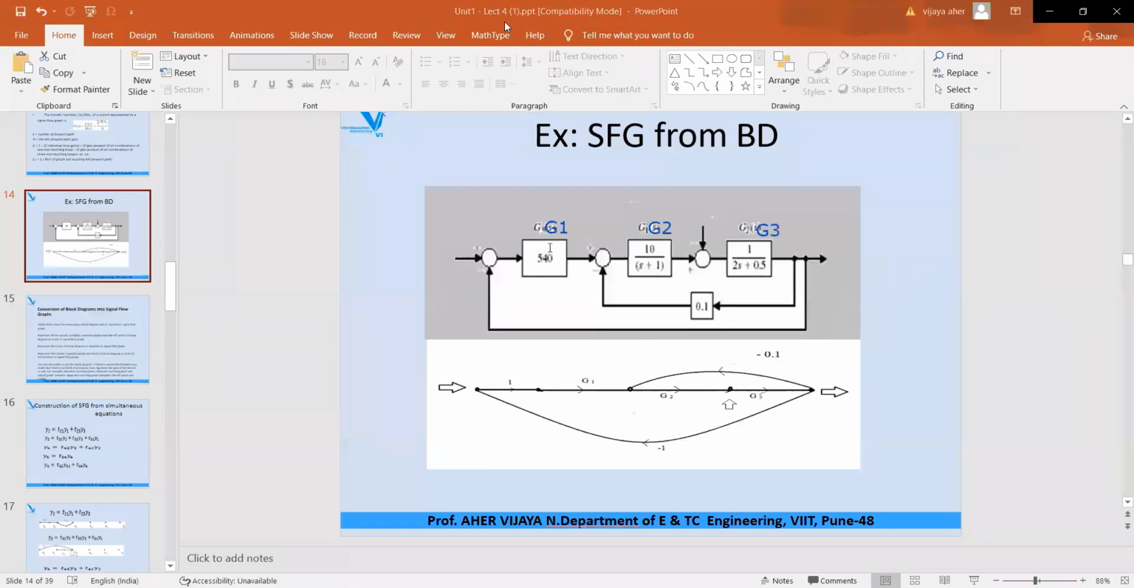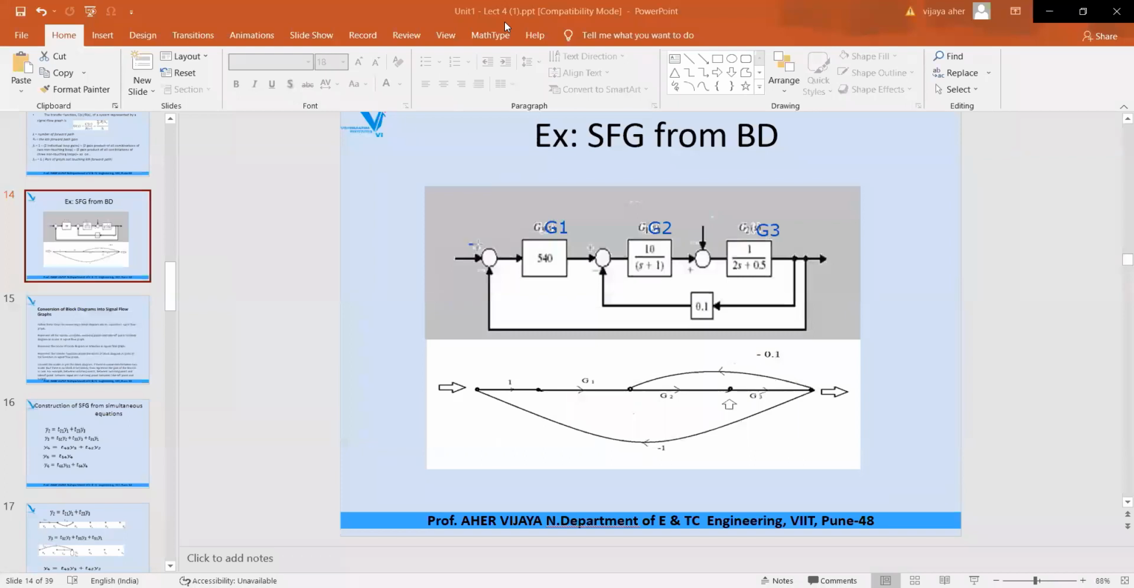First block is G1, which is having transfer function 540. Second block is G2, which is having transfer function equal to 10 divided by S plus 1. Third block is G3, transfer function is equal to 1 divided by 2S plus 0.5. This is summing point, plus sign, minus sign. This is again summing point, plus sign, minus sign. Now this is feedback loop with feedback gain equal to 0.1. Second feedback loop is available, which is not having any block in between.